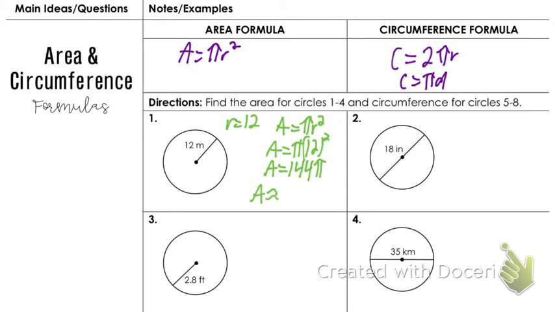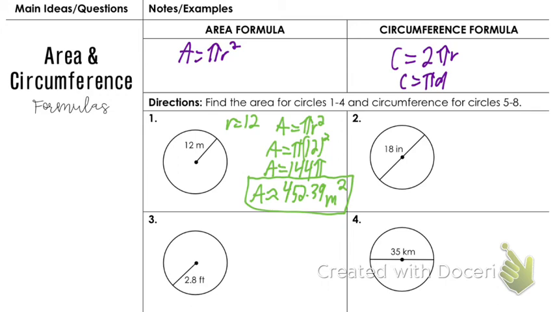144 times pi, or 144 times 3.14. And we get approximately 452.39. And does anyone know what our unit would be here for area? Okay, square meters. We write it as meters squared, but we say it as square meters. You always want to go to the hundredths. Sure. That's a good rule of thumb.